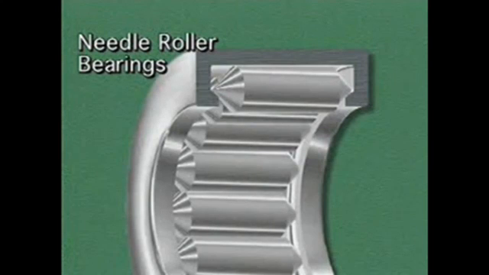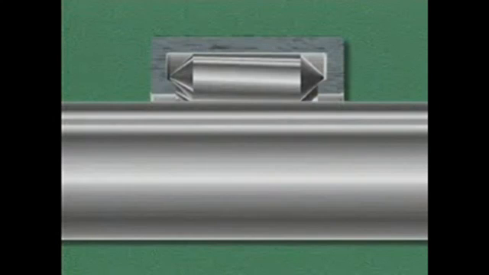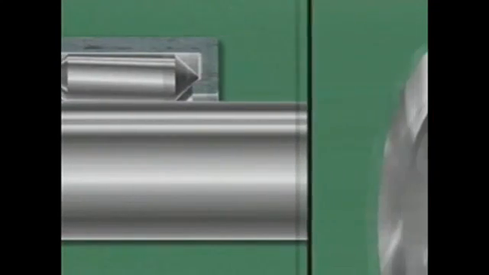Needle roller bearings can support a great deal of radial load because many of the thin rollers can be put into a bearing. Needle roller bearings are often mounted without an inner ring or a retainer. Instead, the rollers ride directly on the surface of the shaft. Because these bearings can be mounted without an inner ring, they are often mounted on shafts where space is limited.